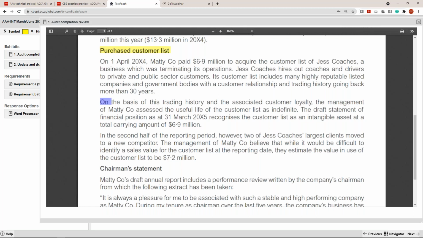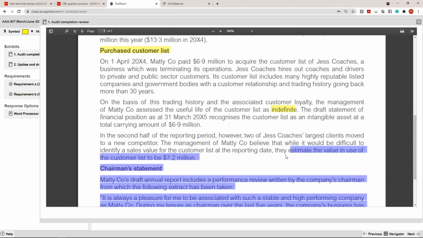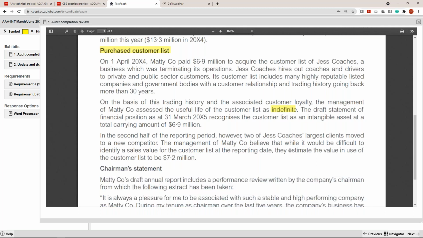Okay, is there some subjectivity along with the purchase customer list? That is, you treated it as having an indefinite life. Is that something subjective, treating it as an indefinite life? So is this an estimate of the management that it has an indefinite life rather than a definite life? The second subjectivity involved in the case is the value in use. They estimate the value in use at 7.2 million. Now, if an intangible asset has an indefinite life, should you review the asset for impairment every year? If the intangible asset has a finite life, you amortize it. But if the intangible asset has an indefinite life, you review it for impairment.